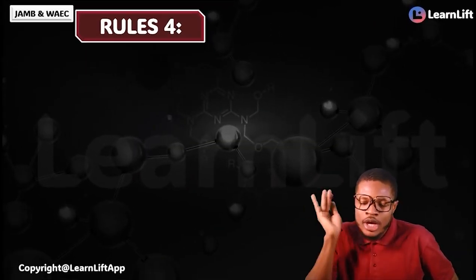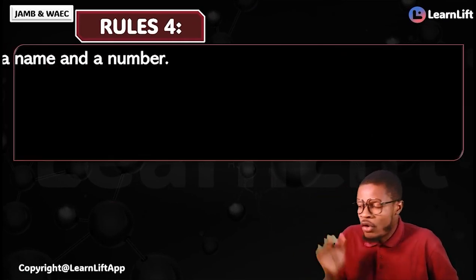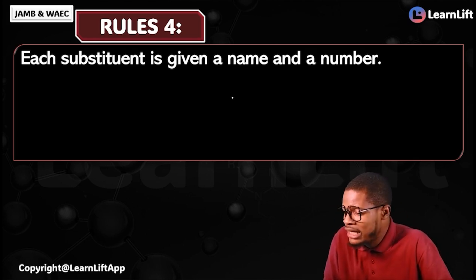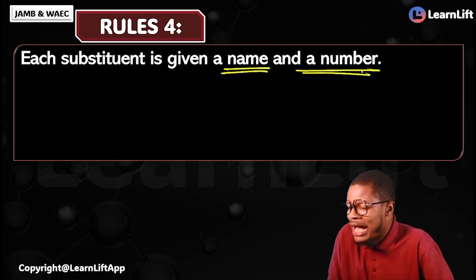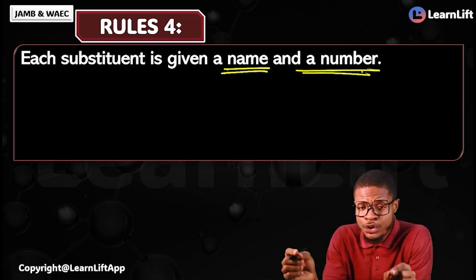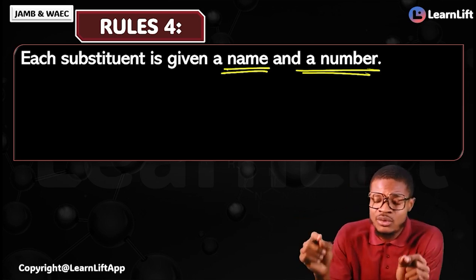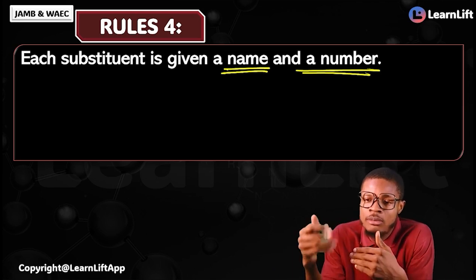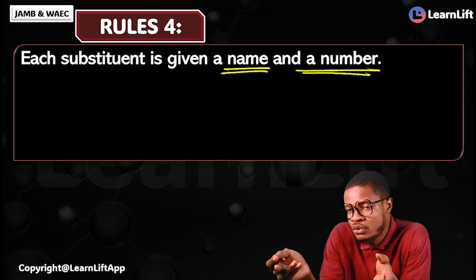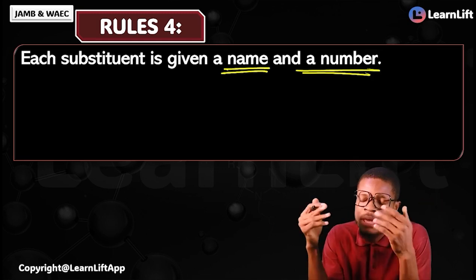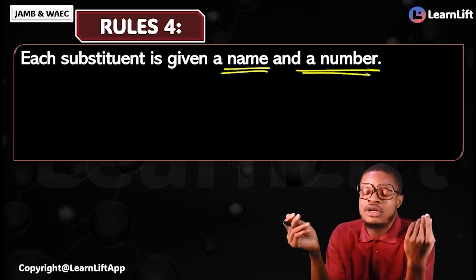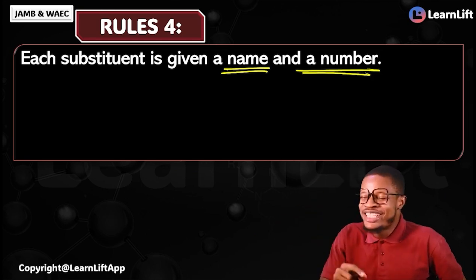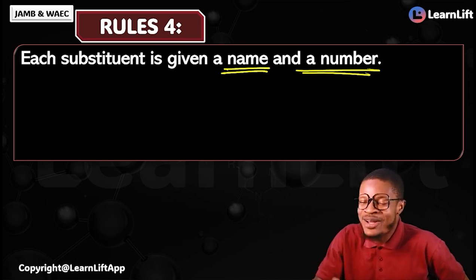The next rule now is rule number 4. In rule number 4, each substituent is given two things, a name and a number. When they gave birth to you, the next thing was that they started thinking of the name they were going to give you. In fact, some of you, they had even named you already before they gave birth to you. Or maybe your parents ran out of names, then they just looked at you and said your name is Junior. Each substituent is given a name and a number.